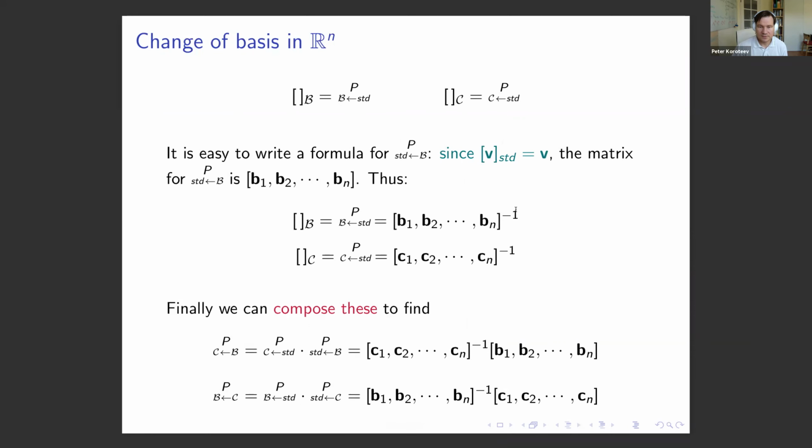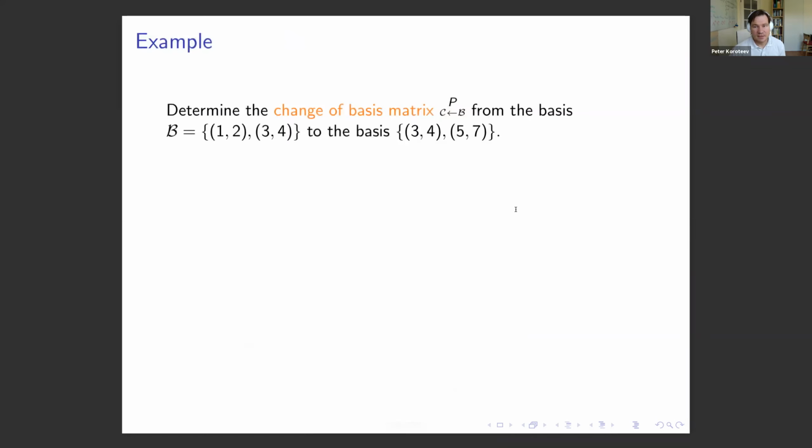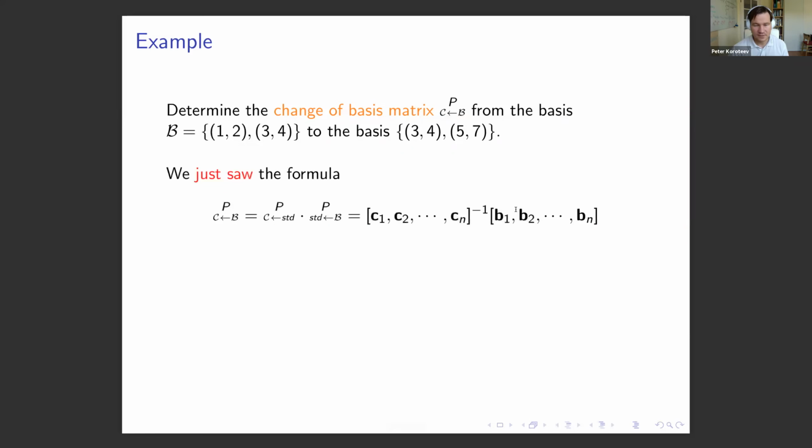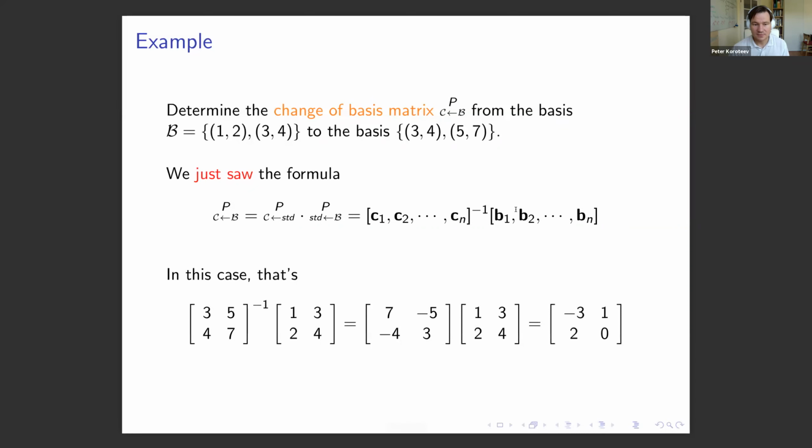That's how this works. So let's look at the composition. Say these are two bases in R2, right? B is 1, 2, 3, 4, and C is 3, 4, 5, 7. So let's just apply this formula, right? And quite literally we're writing down those columns. So these are the components of the vector as we go from basis B to basis C.